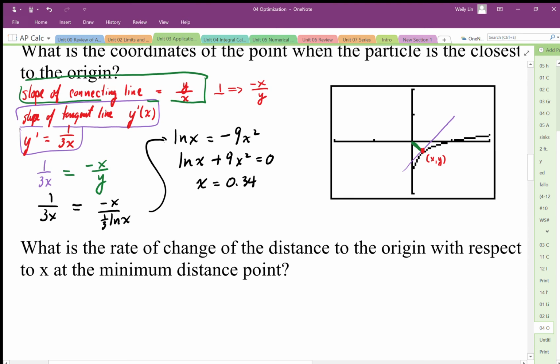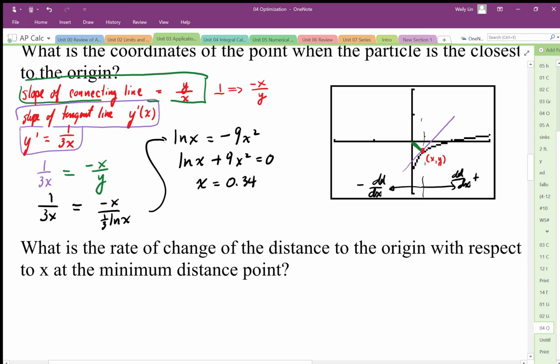The second question here is, what is the rate of change of the distance to the origin with respect to x at the minimum distance point? Well, if it's getting closer and closer as we move from here to here, then it's going to move farther and farther away. So on this side, I'm just going to draw it out. On this side, dd by dx is negative. On this side, dd by dx is positive.